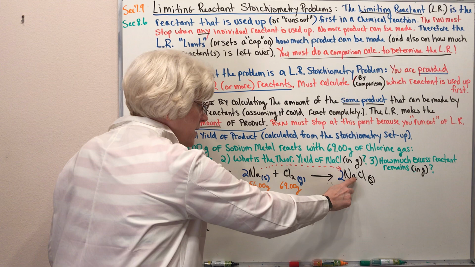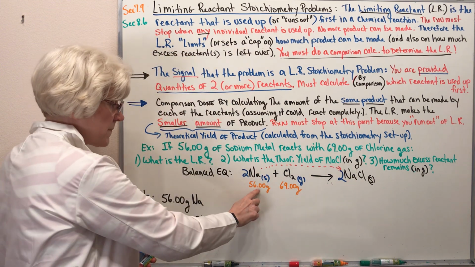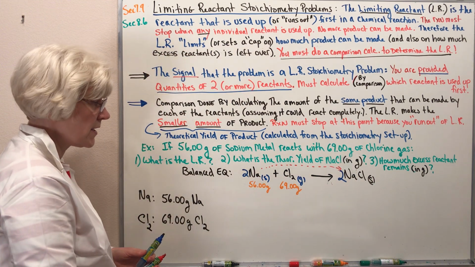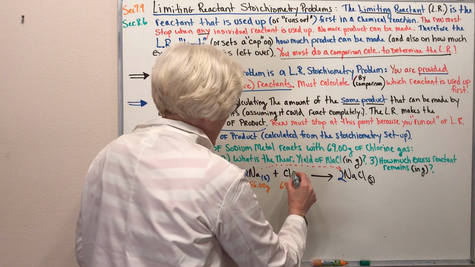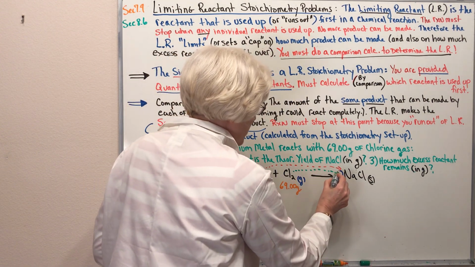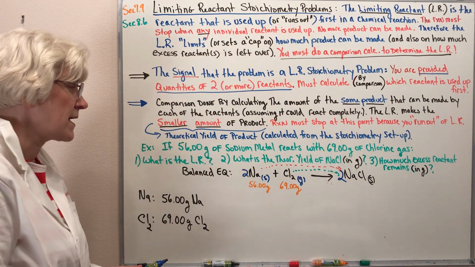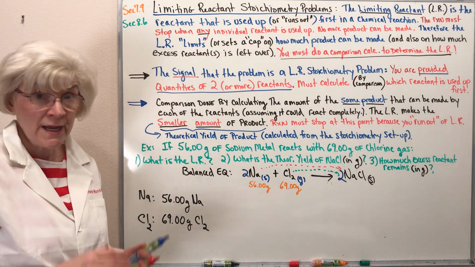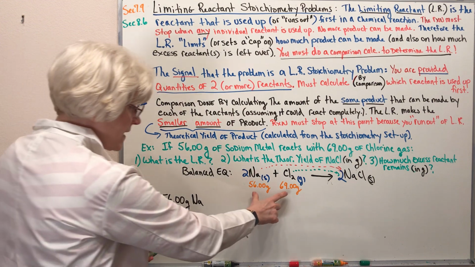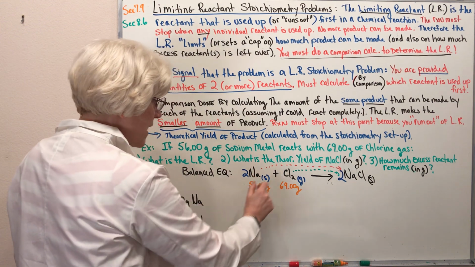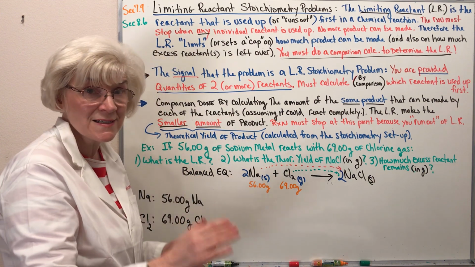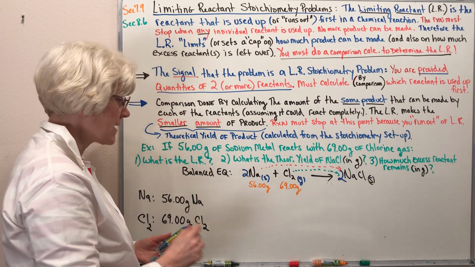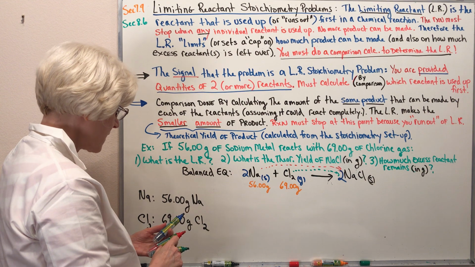So how much sodium chloride can I make from the 56 grams of sodium? And then I'm going to do a second calculation asking how much sodium chloride can be made from the chlorine gas. So I have indicated the quantities of each reactant under their formula. This is another quick signal that I am looking at a limiting reactant problem.